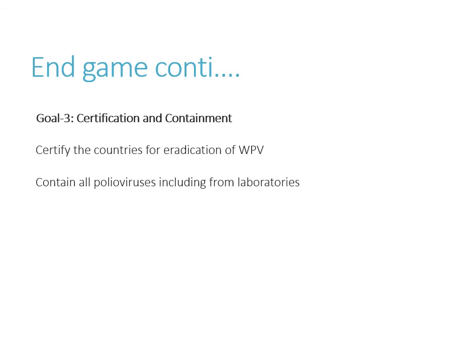The third goal is certification and containment. When you are doing this AFP surveillance, you will know whether there is any case of wild strain polio in your country, and if there is none for 3 years, then that country can be certified that wild poliovirus has been eradicated. Like in India, we got the certificate in 2014. The last case we found was in 2011. And contain all the polioviruses, including those in the labs. So not only the wild strain, but we also have to contain or stop any strain derived from the vaccine.